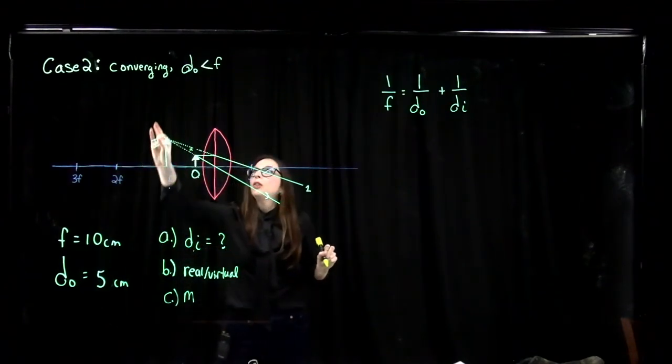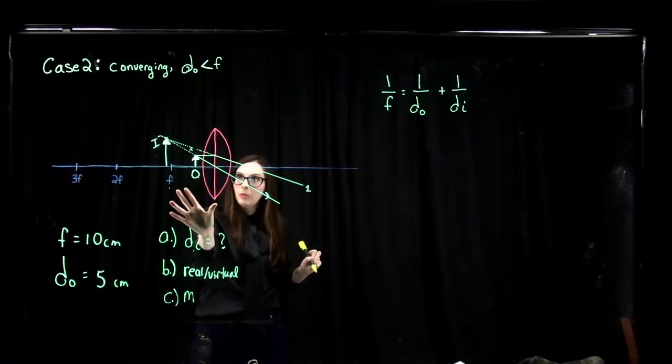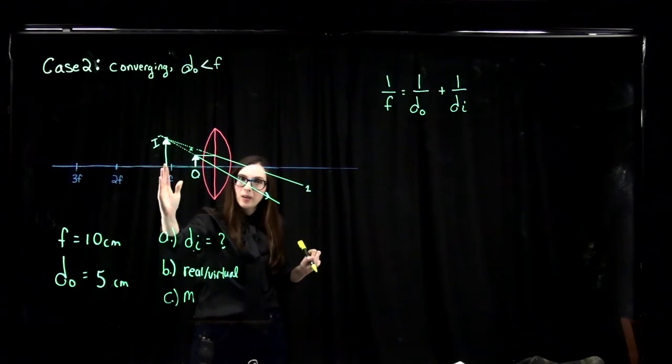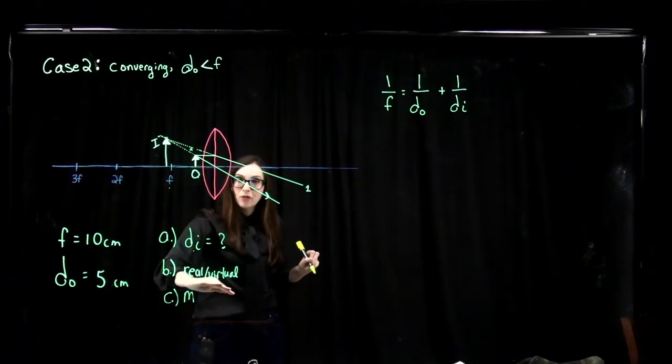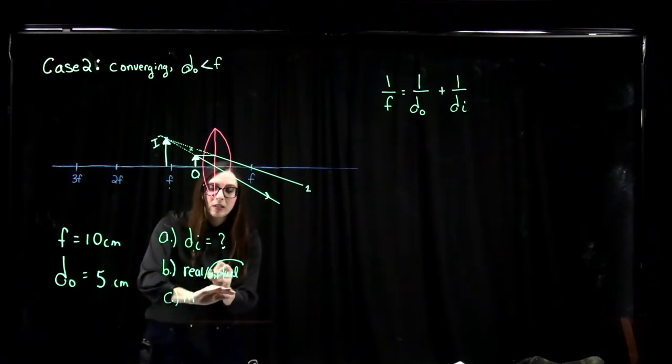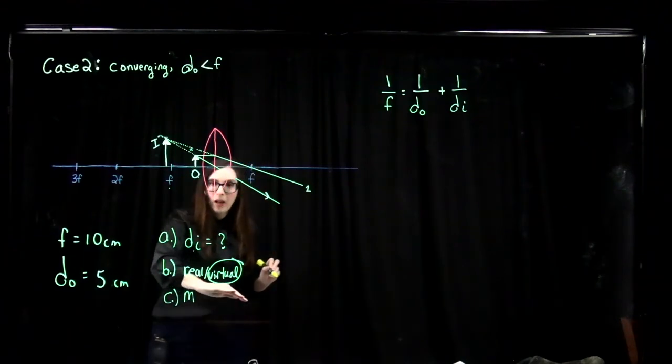So whenever we have our object inside the focal length of my lens, we actually get an image that's on the same side of the lens as the object, okay? And when the image is on the same side as the object, we call that a virtual image. So I already know that this is going to be a virtual image, but we'll show it to you also through the math as well.